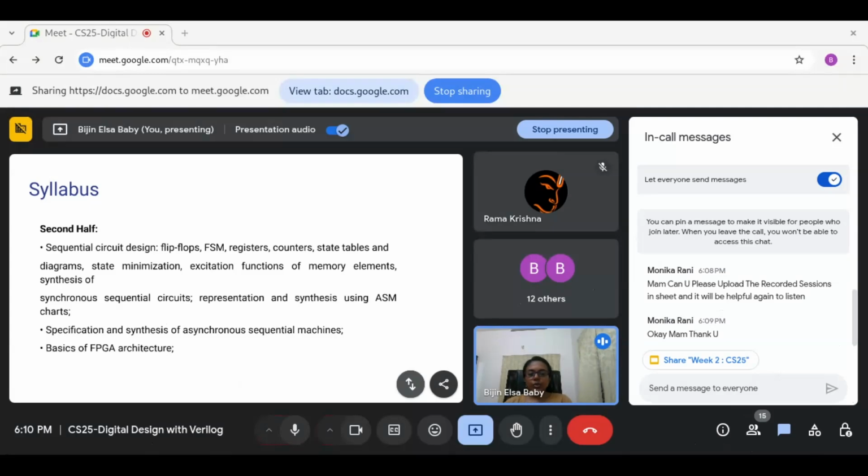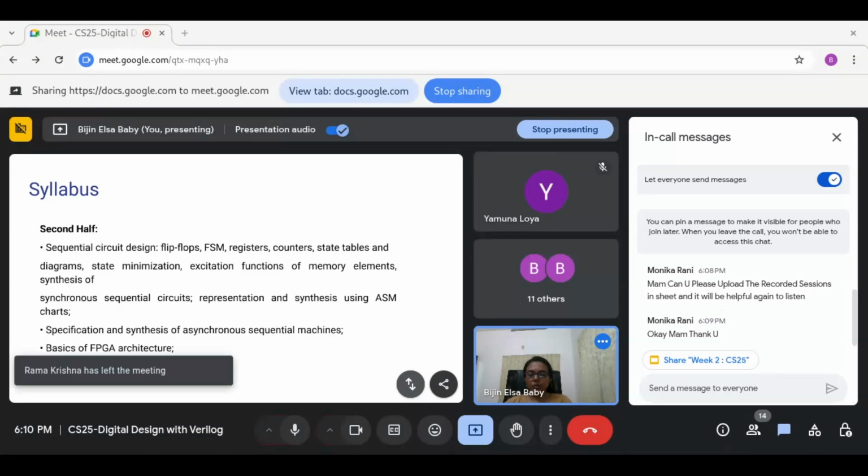So last week, we learned about switching algebra, the properties of switching algebra, and we have seen how we can represent the switching algebra in SOP format and POS format, the canonical forms. Then we also looked into different number systems. This week is a continuation of the previous week.